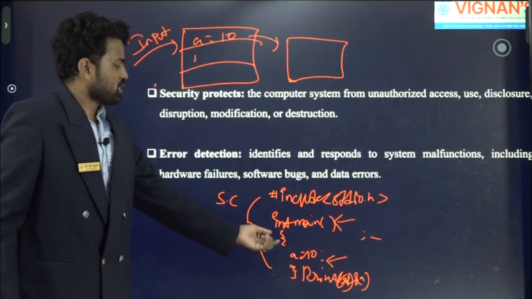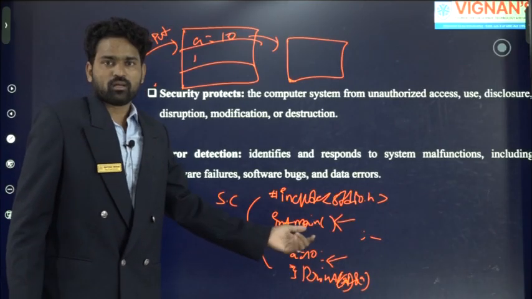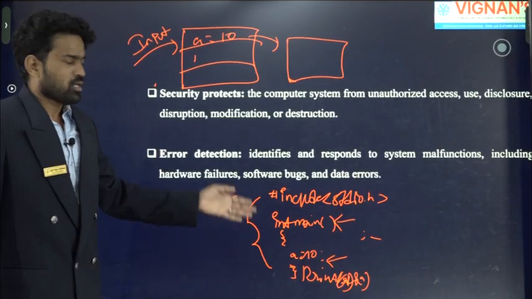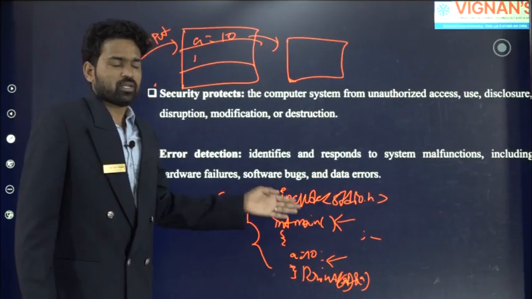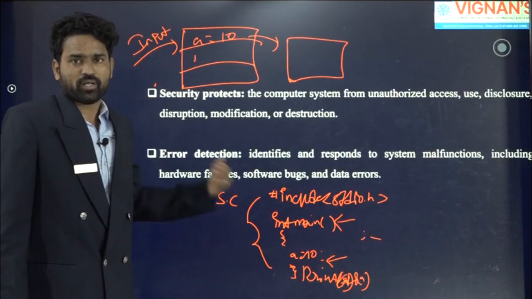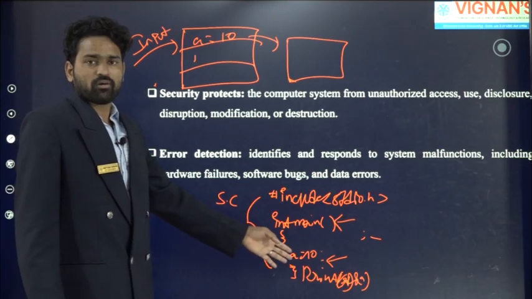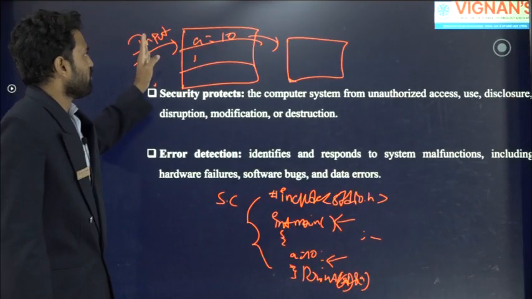So how we are giving this input a equal to 10 is through the keyboard. After giving the input from the keyboard, we will execute this program, and whenever we are executing that one, it will be in main memory. Main memory is going to allocate some memory to our variable.